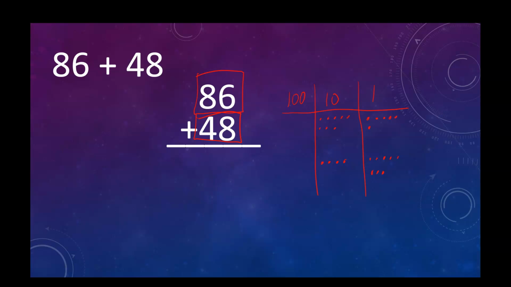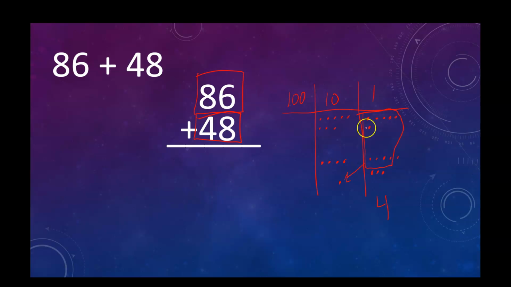Now you should have counted to see if we can bundle anything. Let's start with the ones place. We have 6 at the top, so count on from 6. 6, 7, 8, 9, 10. We can bundle these guys up here and move it to the tens here. And we have 1, 2, 3, 4 left over.